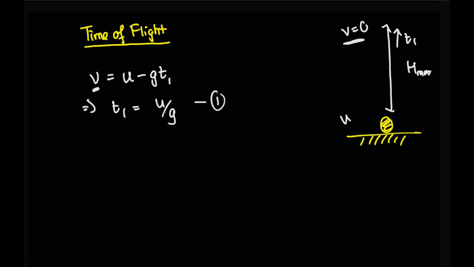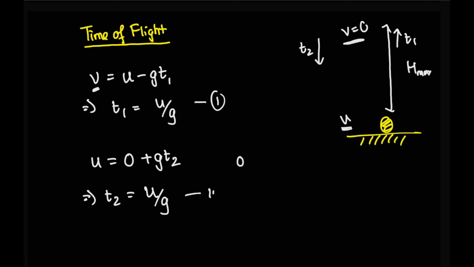u over g. And for the ball to come down, the time taken is t2. So we consider that the initial velocity is 0 and the final velocity is u. So we can say that u equals 0 plus g times t2. We can solve for t2 over here, and t2 is basically u over g. So the time required for the ball to go up and the time required to come down have both been calculated, as 1 and 2.